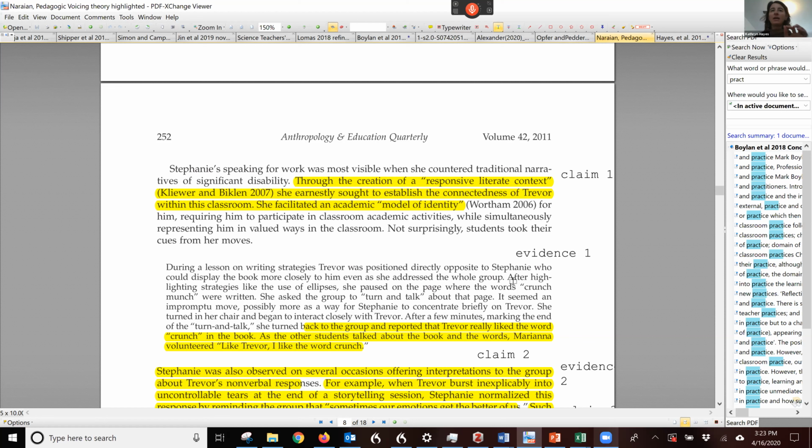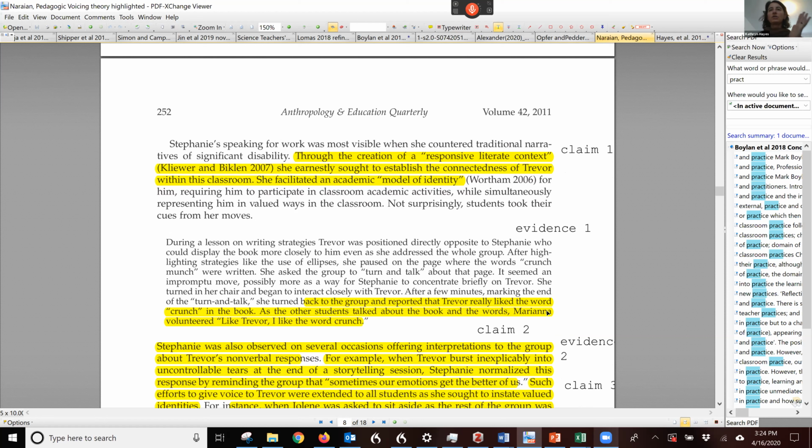And so Narian uses a segment from her notes here. I'm just highlighting a piece of it, that she turned back to the group and reported that Trevor really liked the word crunch in the book. As the other students talked about the book and the words, Mariana volunteered, like Trevor, I like the word crunch. So she's giving an example of the teacher seeking to establish connectedness of Trevor, right?